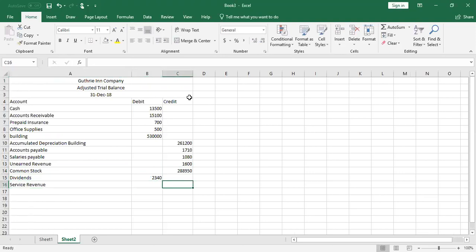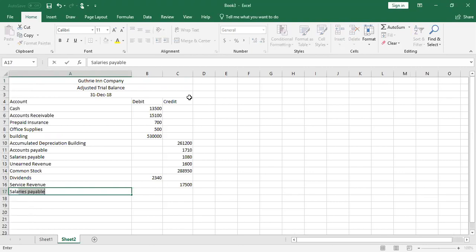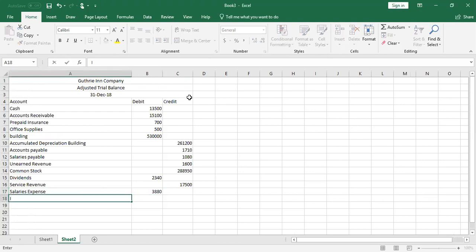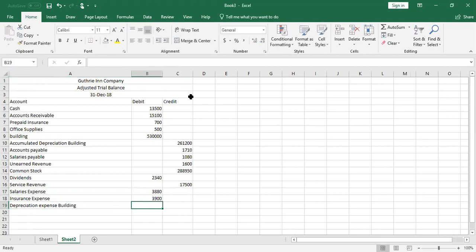Service revenue, that has now increased to a credit balance of $17,500. And then each of our expenses. Salaries expense, whoops, a debit, $38.80. Insurance expense, debit of $3,900. Depreciation expense, equipment, whoops, or is that building? I'm sorry. Yeah, that's building. I'm getting it confused with my example. 1,200.